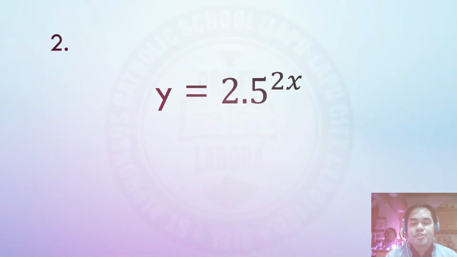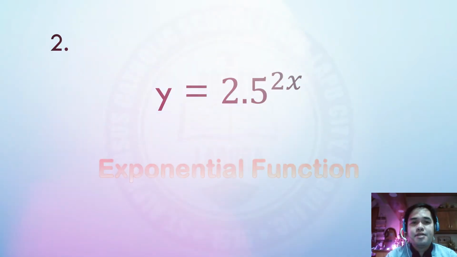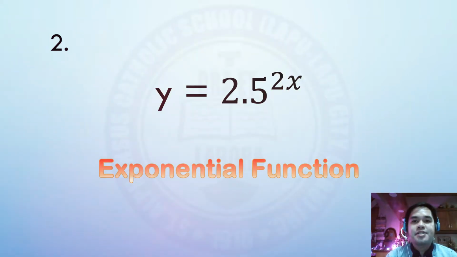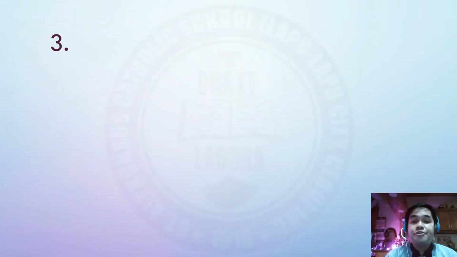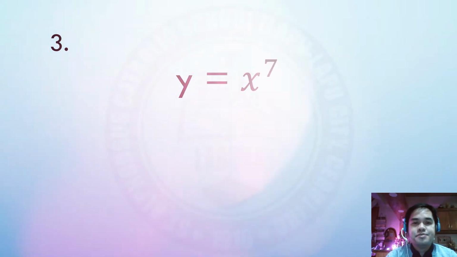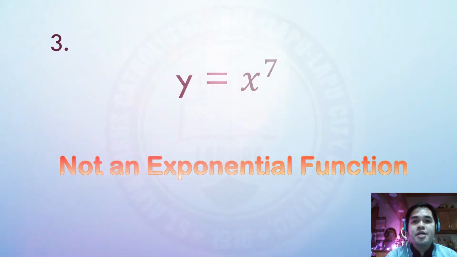For example number 2, the function y equals 2.5 raised to 2x. Is that an exponential function? Yes, it is an exponential function because the base there is 2.5, which is a positive real number, and the exponent is 2x that has a variable. For example number 3, the function y is equal to x raised to 7. Is that an exponential function? No, it is not an exponential function since the exponent is 7 and it is considered a fixed value.